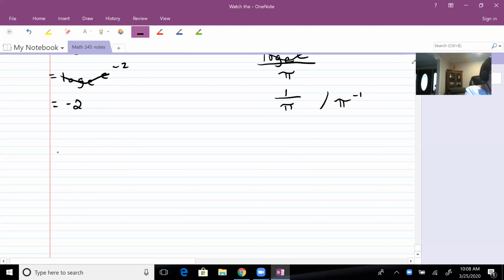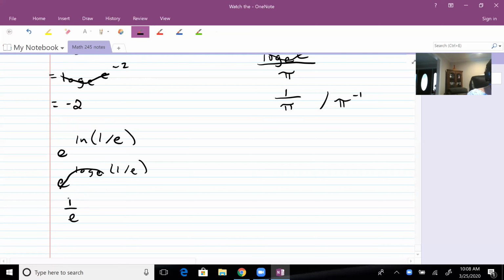And that really crazy simplification one, let's say we have e raised to the natural log of 1 divided by e. I'm going to go ahead and replace that natural log as log base e. So if this and this are the same, then they cancel out this way. And then whatever you're actually taking the log or natural log of is your answer. So 1 over e is how that would simplify.